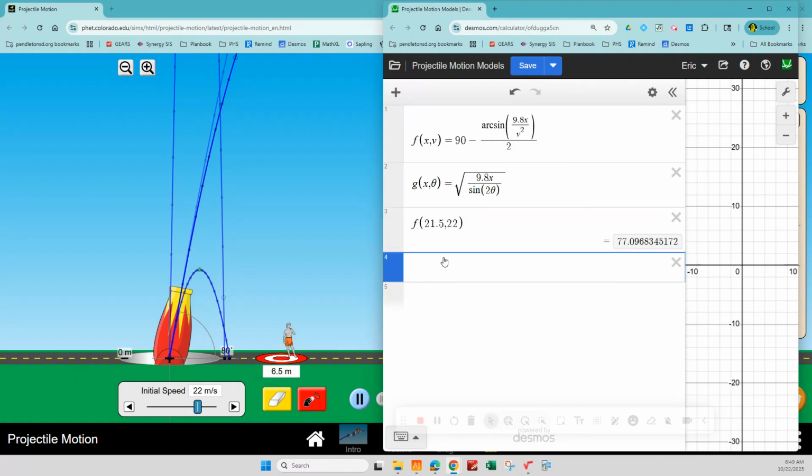So g of, let's see, what is it again? We want to put in x first, so that's 6.5. And then we're putting in theta, and I haven't checked this, so I hope I did it right, which is 80. It says 13 point, oh, it's kind of right in the middle, 13.6, so we'll round up to 14, how about?